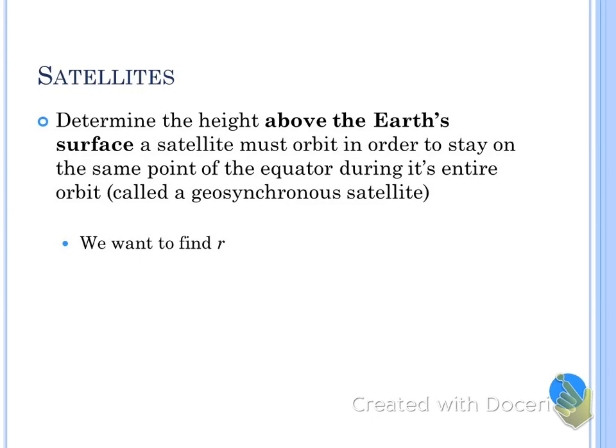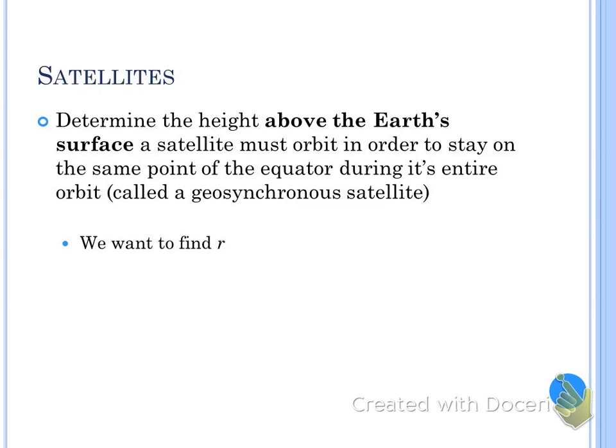So look at these 2 equations. The first thing we need to do is that if it's going to have the same period as the Earth, what's the period of the Earth? How long does it take the Earth to spin one time? 1 year, 365 days? Not around the sun. Oh, 24 hours. 24 hours, right?